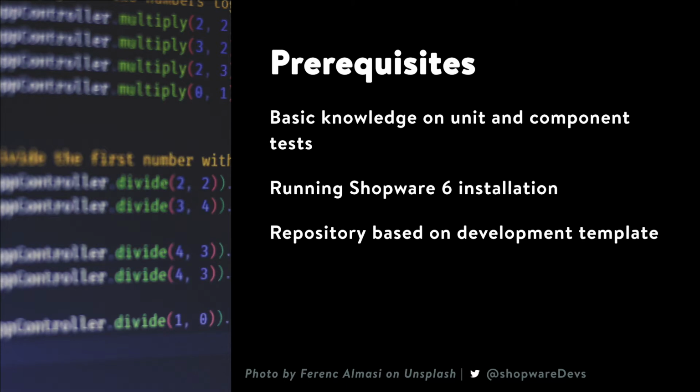So before we start writing unit tests together, I want to say I assume that you already know what a unit test is and why we are doing it. Furthermore, you should know what component tests are and what we want to achieve with them. In addition, I assume you already got a running Shopware 6 installation. Your repository used for that should be based on development template, as we need to use some of the scripts provided by it.